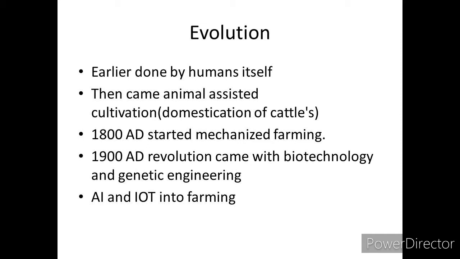Then in 1950s came the revolution of biotechnology and genetic engineering, which revolutionized the production and eradicated the food scarcity problems. Now the modern trends in farming is AI and IoT. AI stands for artificial intelligence and IoT stands for Internet of Things. So we can better predict the yield and demand. The supply versus demand chain can be very well predicted using these frameworks.